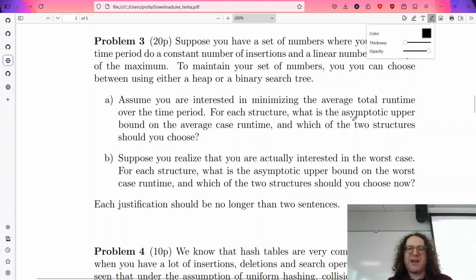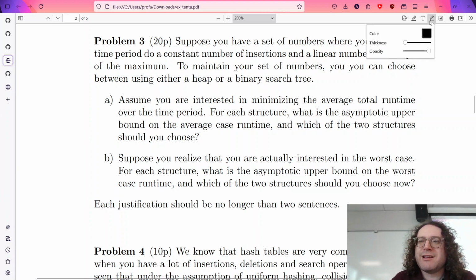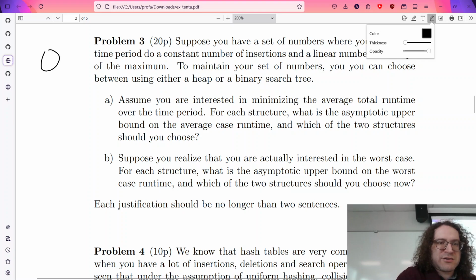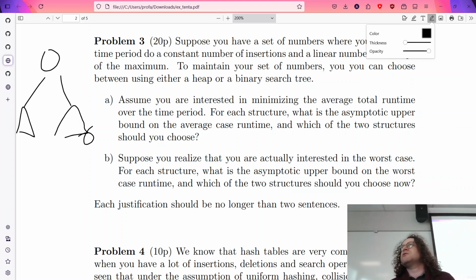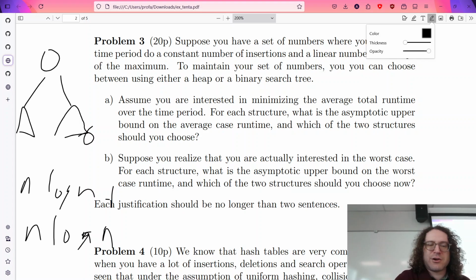For each structure, what is the asymptotic upper bound? So if we're doing this with a tree, it takes n log n time to add everything, and then we're looking up the maximum. Assuming this is a balanced binary search tree, here's the root, here's the left subtree, the right subtree. The maximum is always going to be here, so it's going to take log n time. And if we're doing n lookups, it's going to take n log n to create, and then n log n for the lookups, okay?